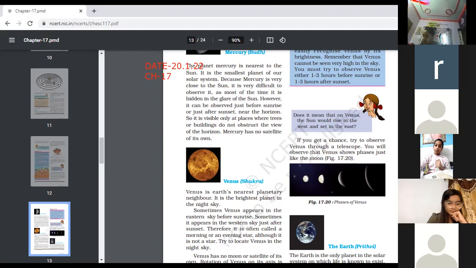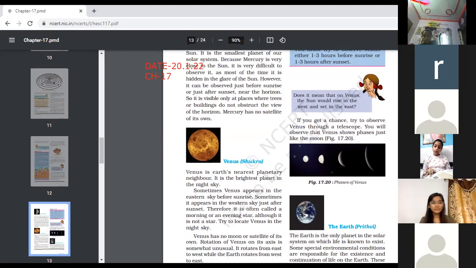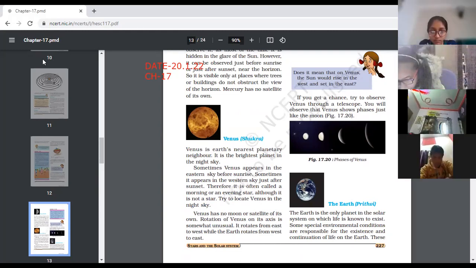Continue, Prateksha. Venus, Shukra. Venus is Earth's nearest planetary neighbor. It is the brightest planet in the night sky. Sometimes Venus appears in the eastern sky before sunrise. Sometimes it appears in the western sky just after sunset. Therefore it is often called a morning or an evening star.